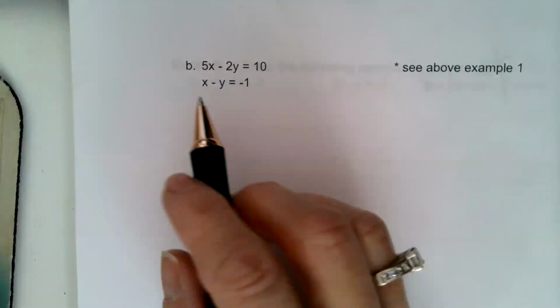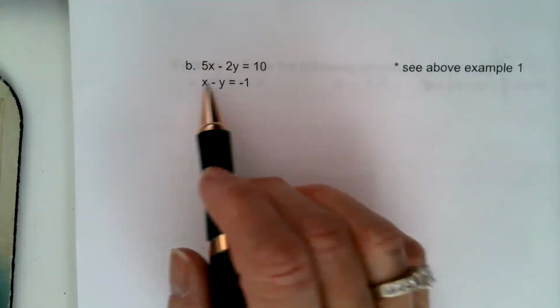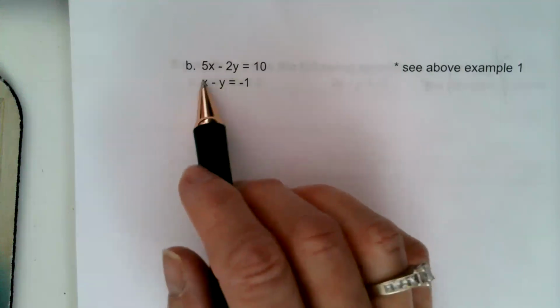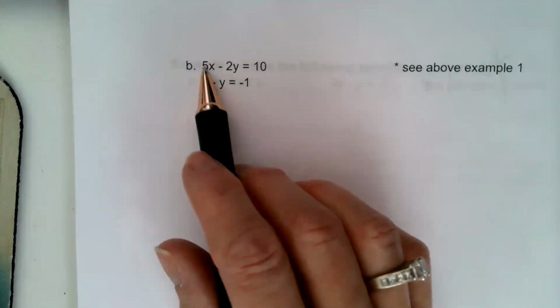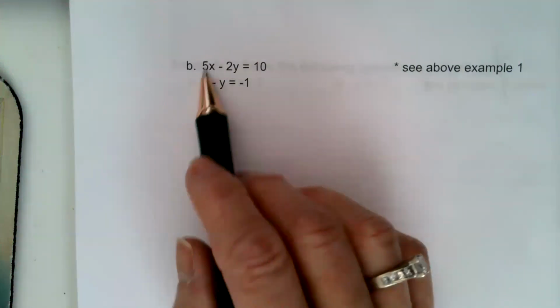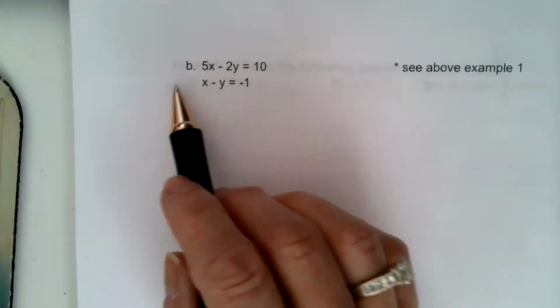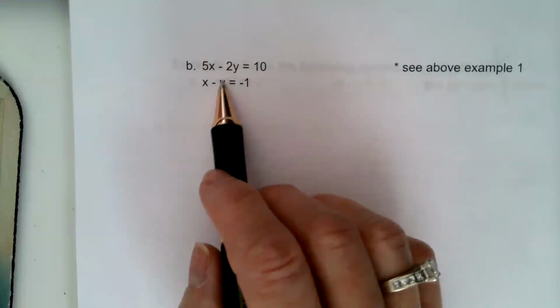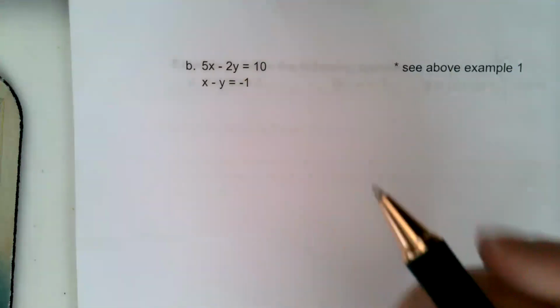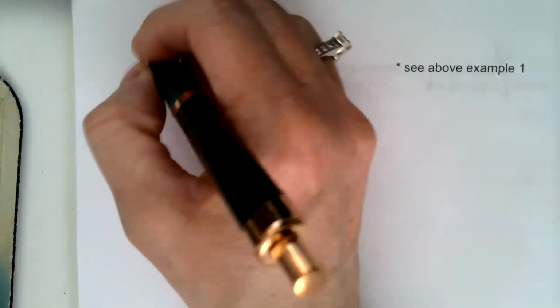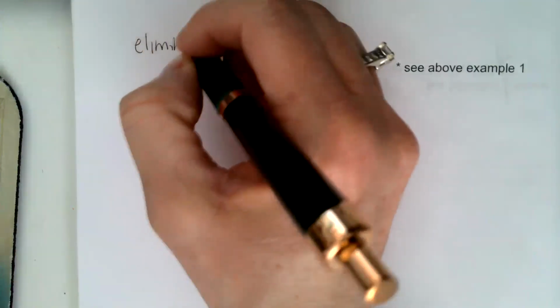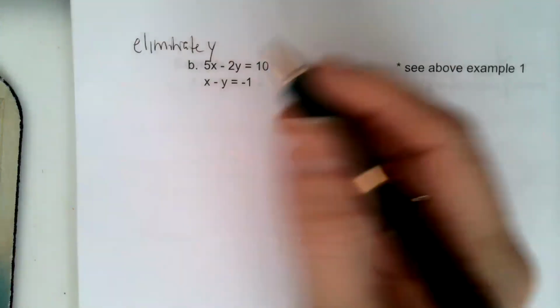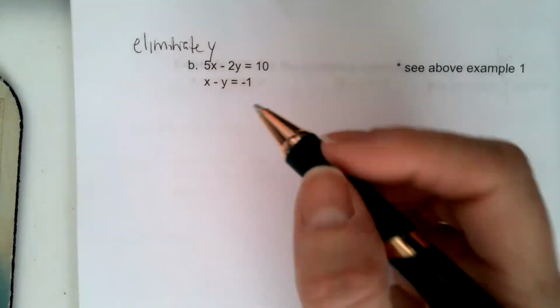And I could decide to eliminate either x or y because I could just multiply the second row by -5, and then the rows would add to 0 on the x's. Or I can multiply the second row by -2 and my y's would add to 0. So I'm going to choose to eliminate y this time, for no other reason than last time I think we eliminated x first.